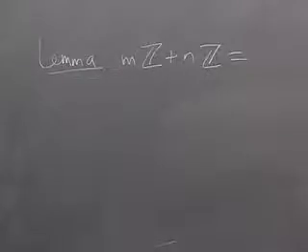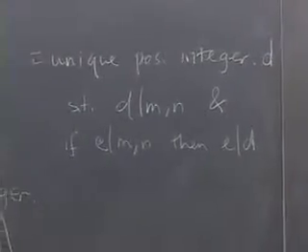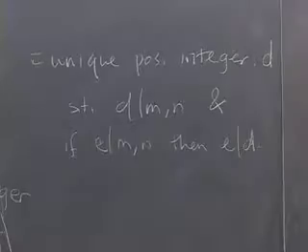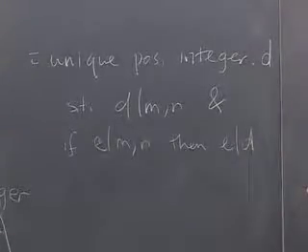Sorry, what's the question? Oh, the greatest common divisor is the unique positive integer D such that D divides m and n, and if you have another common divisor, then it divides D. So it's just talking about the division structure of the thing.